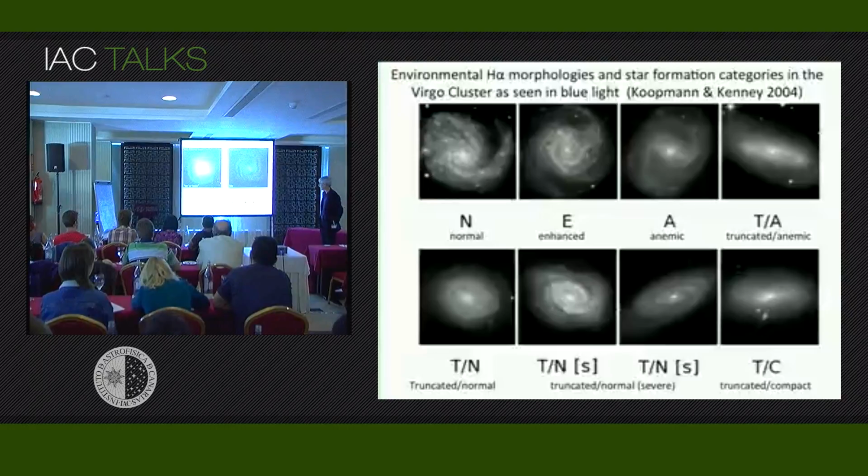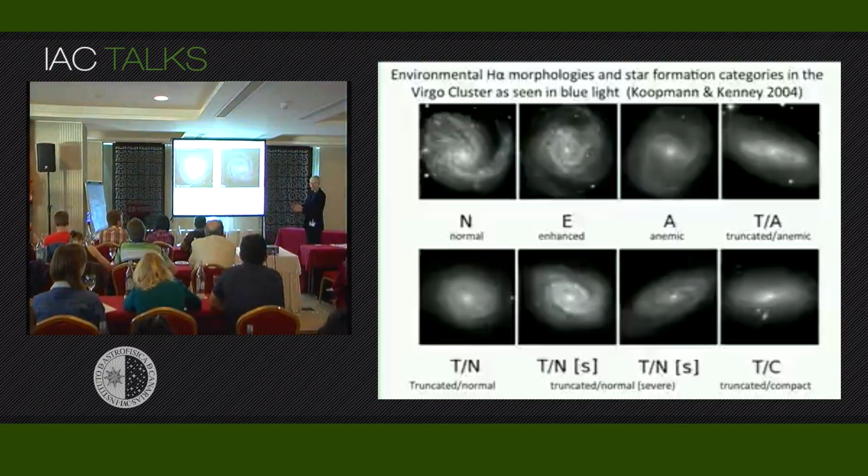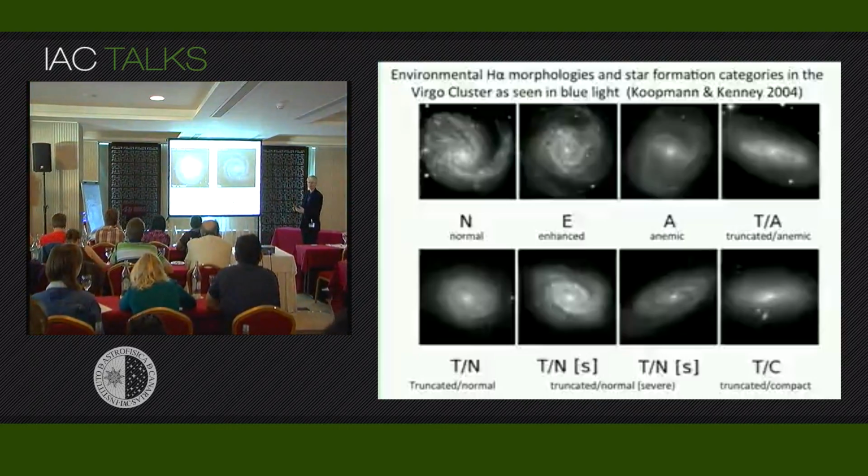And in the bottom panel, you see a few more truncated types. These are called Virgo types. They were recognized to be unusual. You see them in the Virgo cluster, not necessarily elsewhere, but NGC 4689 on the left there, lower left, is a truncated normal. It means the star formation disk is truncated, but in the part that isn't truncated, it has a relatively normal star formation rate for that kind of galaxy.